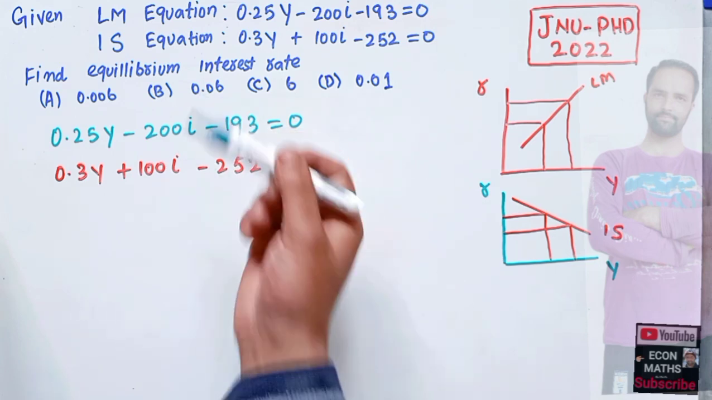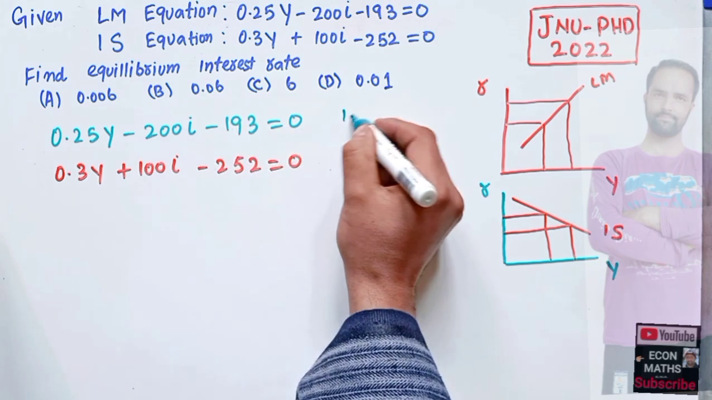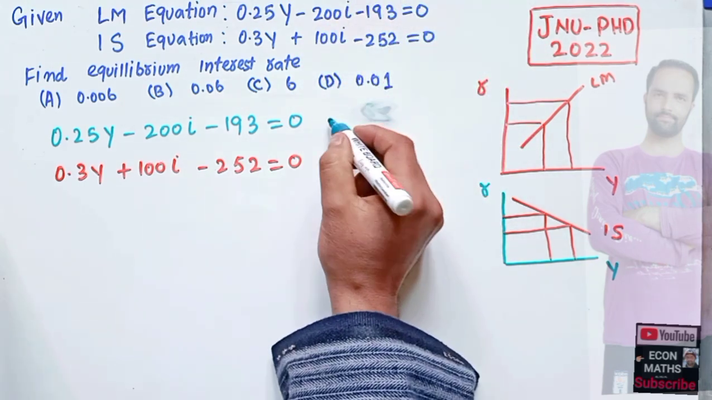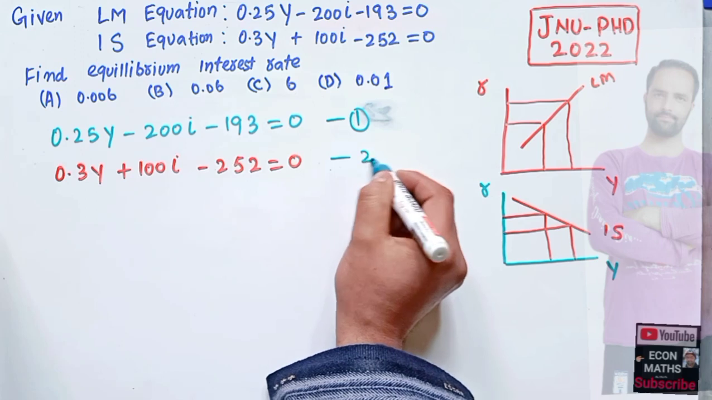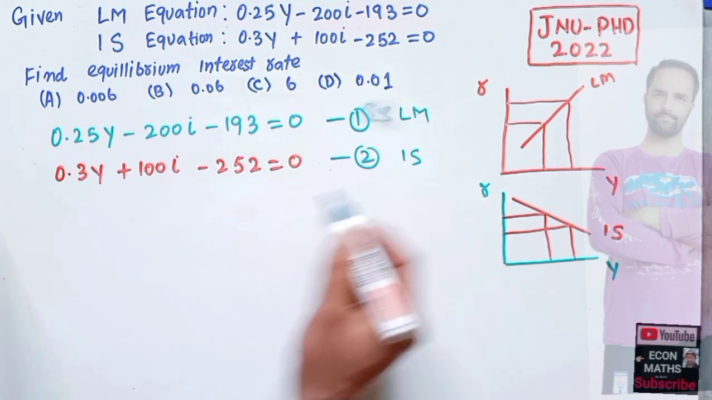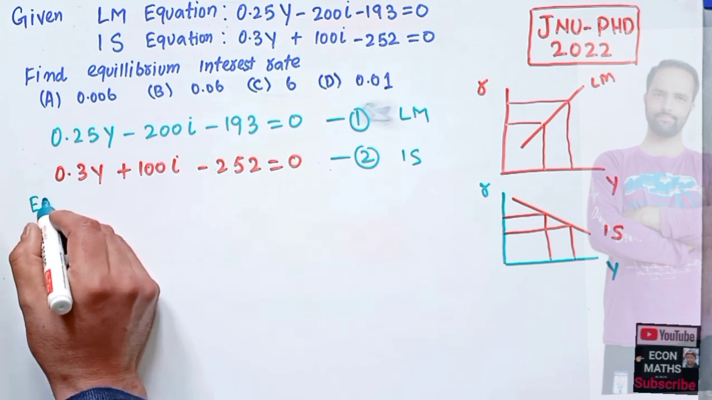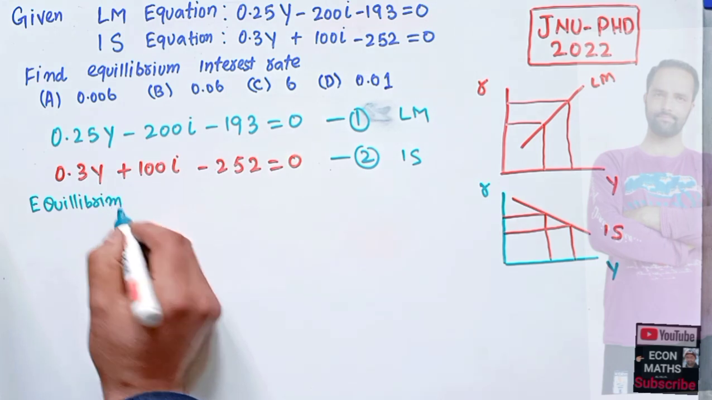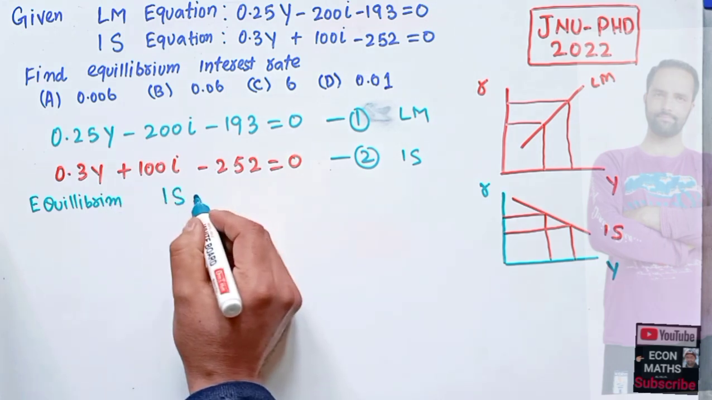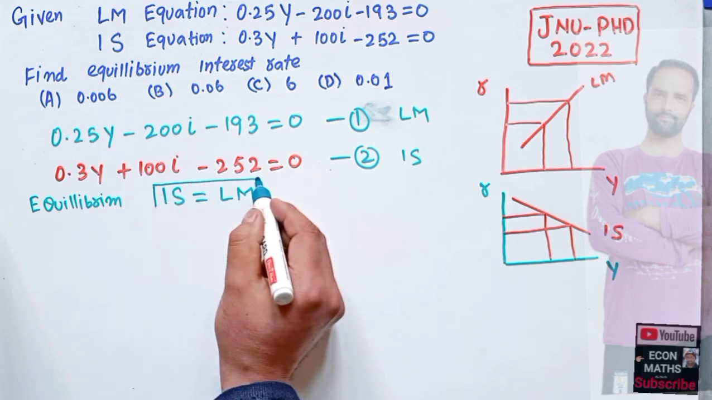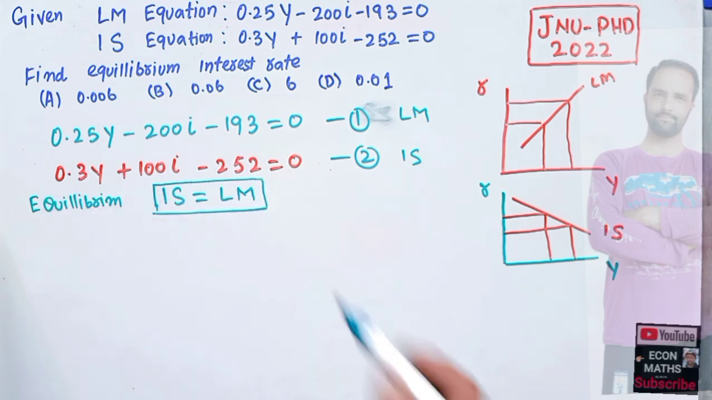We need to find out the equilibrium interest rate. Let me write it here. Let us say this is equation first, this is equation second. This is our LM equation, this is the IS equation. Now equilibrium requires that IS should be equal to LM. We need to equate these two equations with each other.